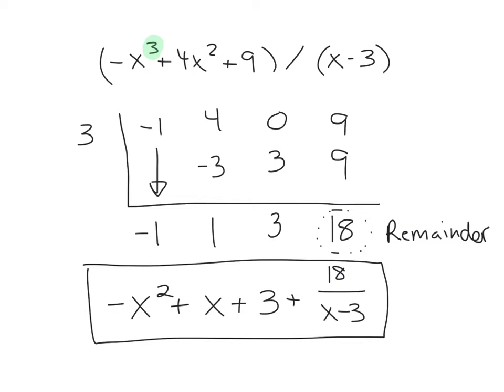So basically, all you've got to do is make sure that you put your opposite outside. So if that had been a plus 3, it would have been negative 3. In our case, it was minus 3, so it was positive. Then make sure you bring down the first term, and then you multiply 3 times negative 1, and that's why we got negative 3. Then you add them up, and that gave us a 1. And then you repeat the process.